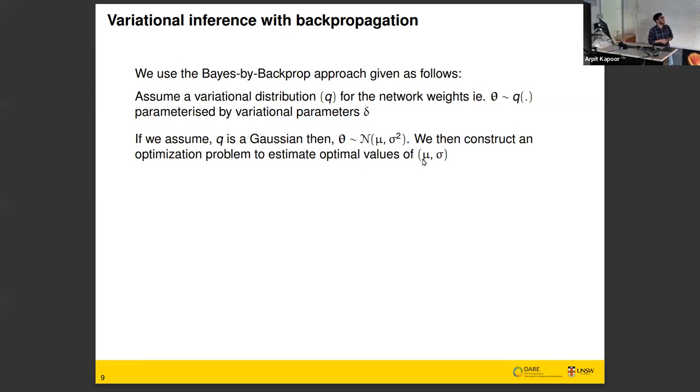So for instance, if we assume that Q is a Gaussian distribution, what we are saying is that theta values, which are the neural network weights at any given time, are drawn from a normal distribution with mean mu and variance sigma squared. Then we can construct an optimization problem where, instead of estimating the parameters theta directly, we estimate the parameters of this distribution, which are mu and sigma squared. Using those parameters, we can then sample our neural network weights.